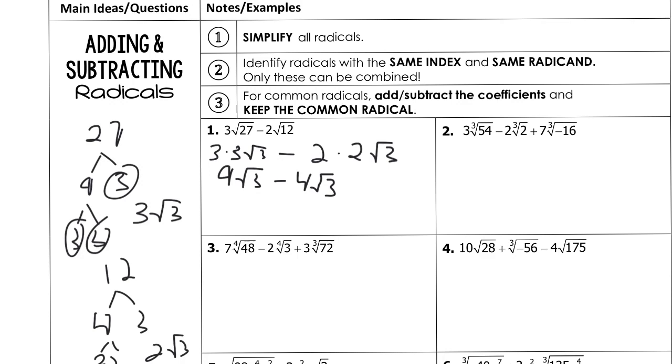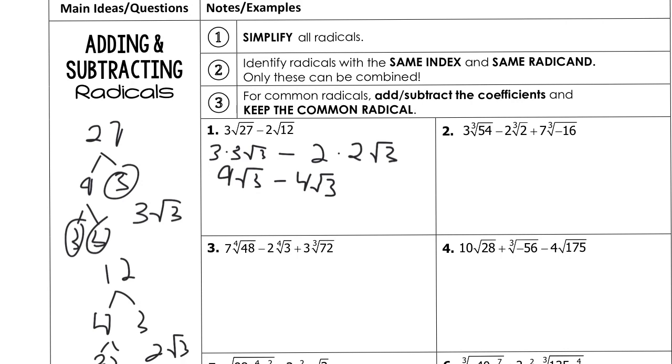Index, remember we talked about, is the number right above the little symbol. So over here on this problem, it's 3. Here, since there's nothing, it's 2. And then the radicand is what's inside or underneath the square root symbol, or the radical. So here it's 3, here it's 3, here it was 12. Let's just think about what these are. Only your radicals with the same index and same radicand can be combined.